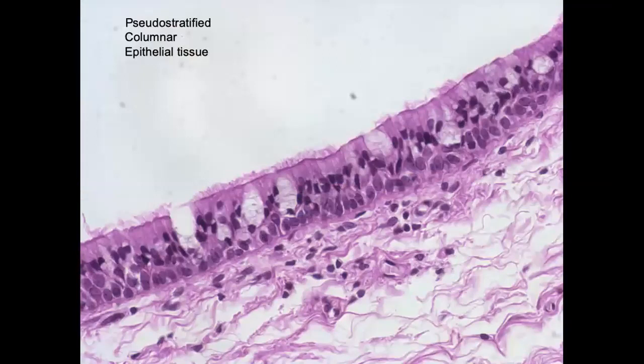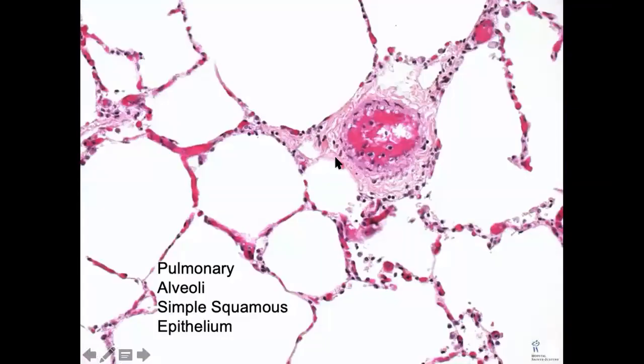There it is again, your ciliated pseudostratified columnar epithelium. Come on, your goblet cells. All right, continue to move on. Simple squamous epithelium in the alveoli. So I could show you this picture and ask you to identify the tissue, identify the location. So the alveoli or alveolus, either one's okay.